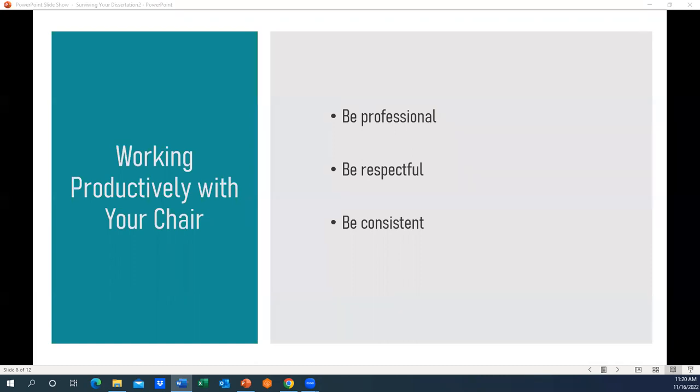It's really about developing a working relationship with your chair, right? And that comes through with the communication, right? That's why I'm saying be professional, respectful, and consistent. You want to establish a good working relationship with your chair.